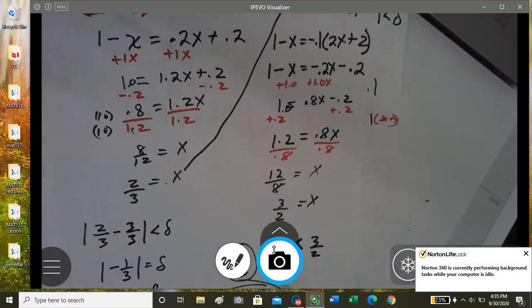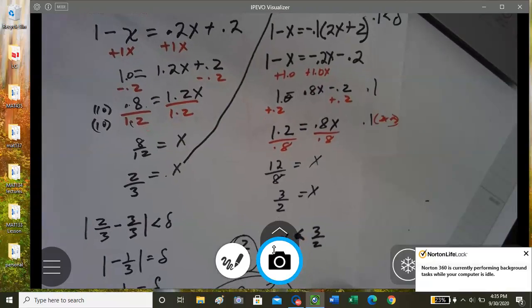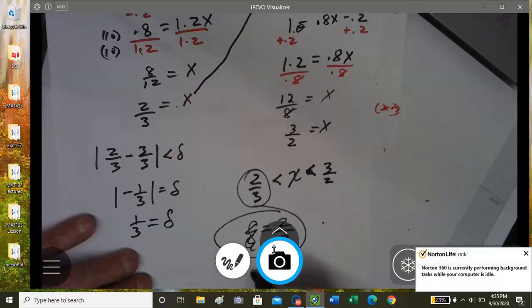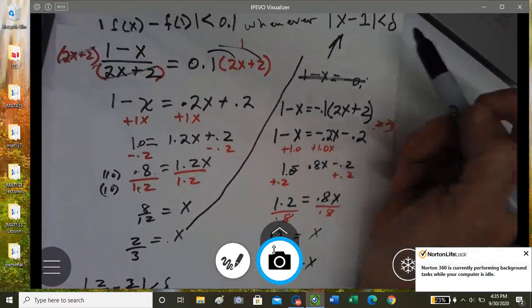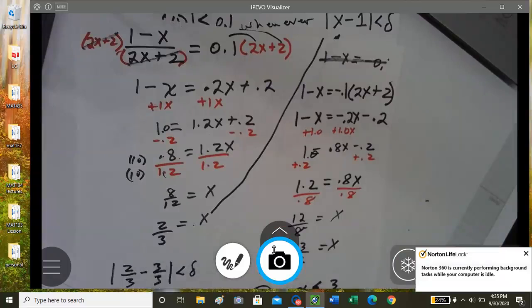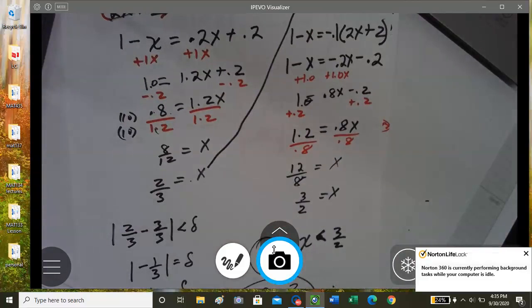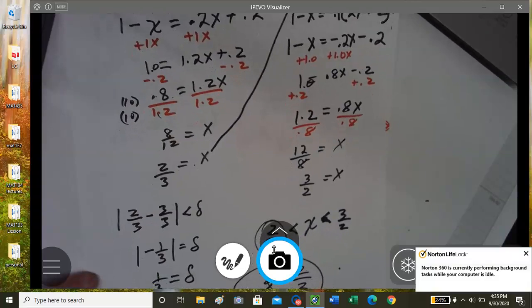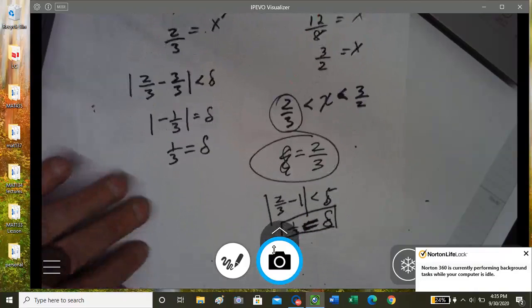Hold on. So we're going to use 2/3. Since x equals 2/3, then we're saying that 2/3 minus 1, right? That's what we did here. 2/3 minus 1 is less than our delta. And we ended up with 1/3. So our answer is delta equal to 1/3. And we're done.